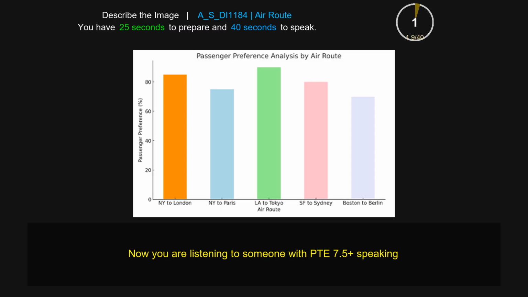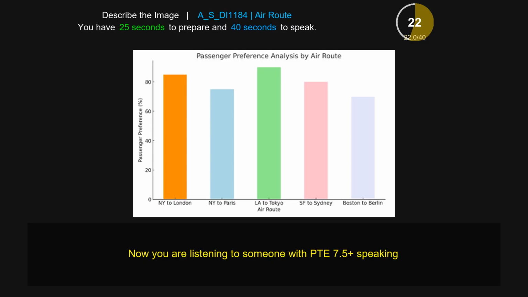In this picture, we get to see a bar chart which compares the passenger preference analysis by air route. In the x-axis, we get to see the different routes, which consist of New York to London, New York to Paris, LA to Tokyo, SF to Sydney, and Boston to Berlin. In the y-axis, we get to see the passenger preferences in percentage ranging from 0 to 80.